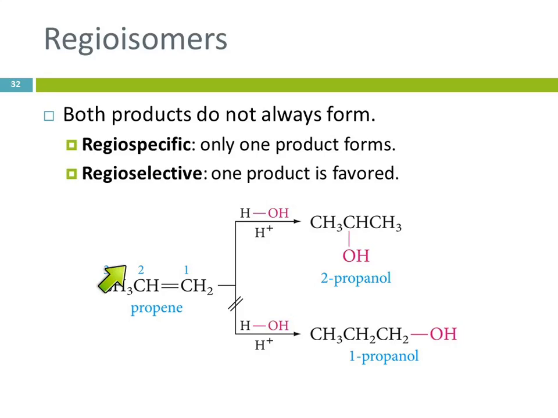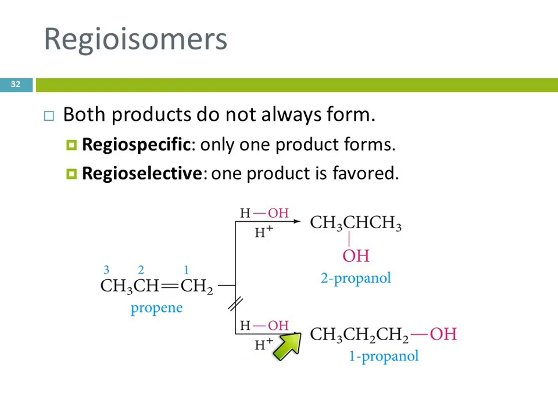So if we're taking an alkene like 1-propene, this carbon has 2 hydrogens on it. The other carbon in the double bond has 1 hydrogen and a methyl group. So this is unsymmetric. And if we're doing a hydration reaction where we're adding water, here we have the hydrogen adding to carbon number 1 and the OH adding to carbon number 2. And we get this product, which is 2-propanol.